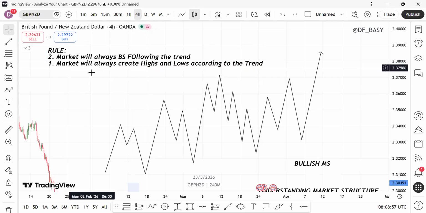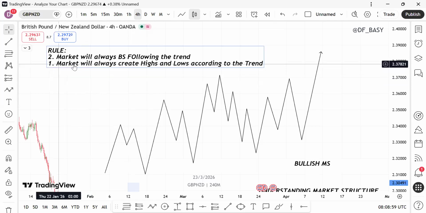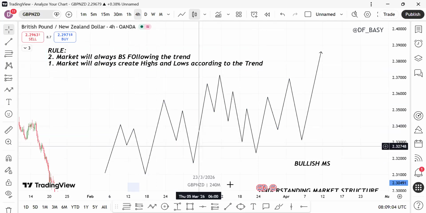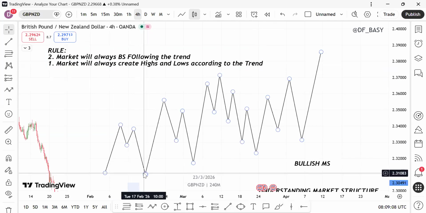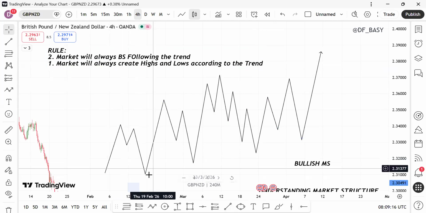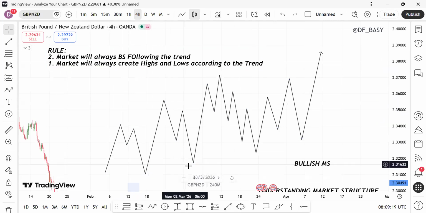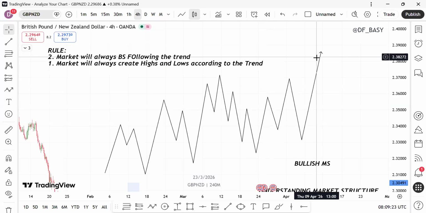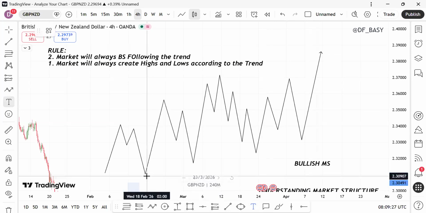Permit me. Number one rule, market will always create highs and lows. So once market creates highs and lows, how do you identify your highs and lows? For me, if I'm looking at this trend, this is a low. This is the low. This should be a high, because market created a high, came back, created a low, created another high, came back, created a low, created another high, came back, created a low, created another high over here, right? So I'll take this as my low.